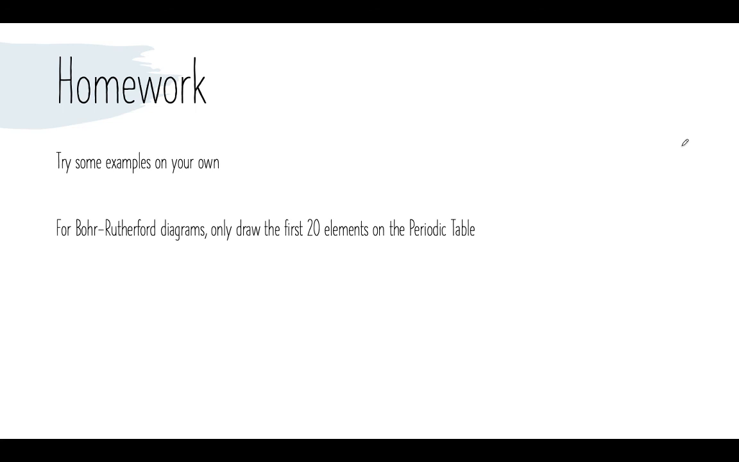So try some examples on your own. I would just, as a word of advice, for Bohr-Rutherford diagrams, they only work for the first 20 elements on the periodic table, so be mindful of that. And keep to groups 1, 2, and then 13 to 18, right? So you don't want to go for the elements in the middle, because they won't really work for us for now. So try a few of those and see if you are able to predict what kind of ion it forms.